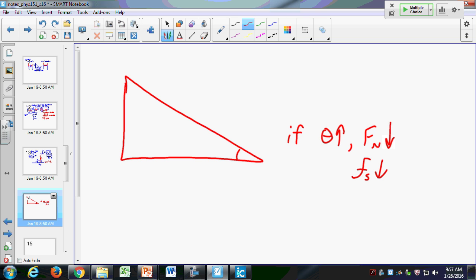All right. Okay. Kinetic friction is a lot simpler, and it's a lot similar too.